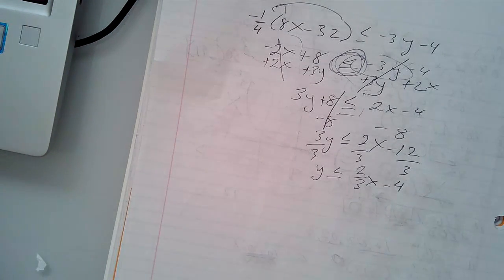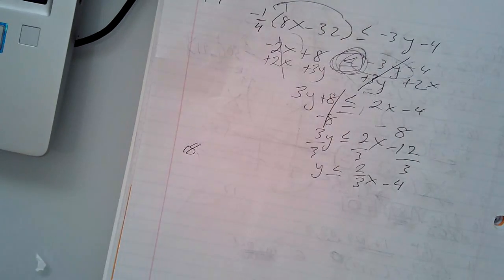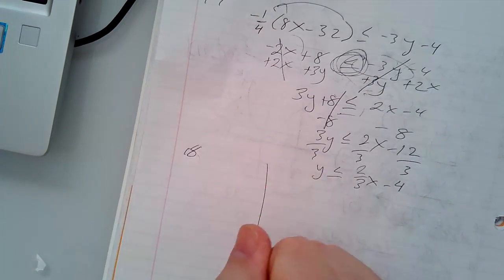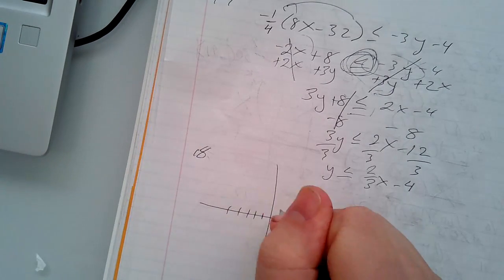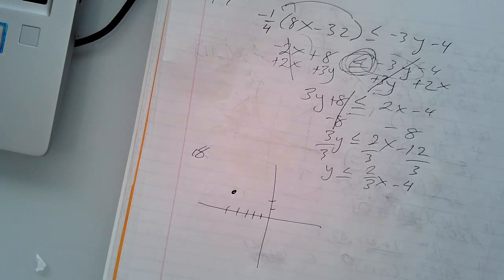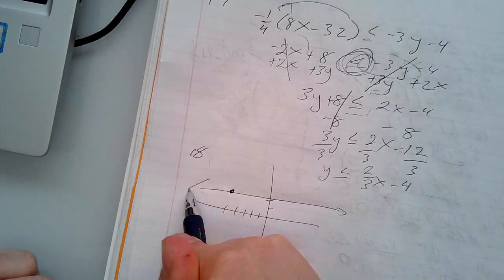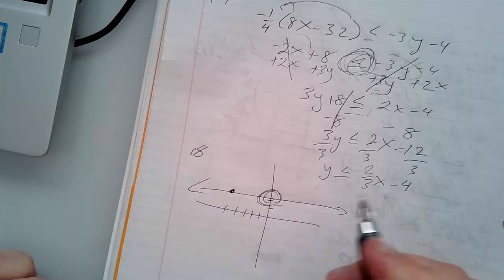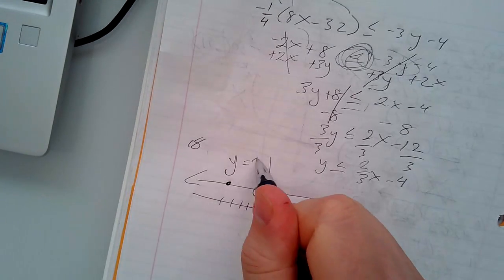Number 18 says, what is the equation of a line that passes through the point -5, 2? So it passes through 1, 2, 3, 4, 5, 2. It passes through this point and has a zero slope. Well, we know that a zero slope is a horizontal line, and that tells us what it is. Y is equal to a number. Y is equal to what? Y is equal to 2.